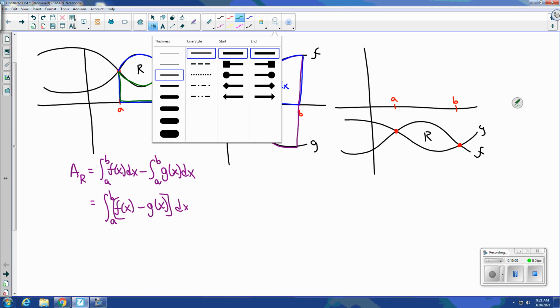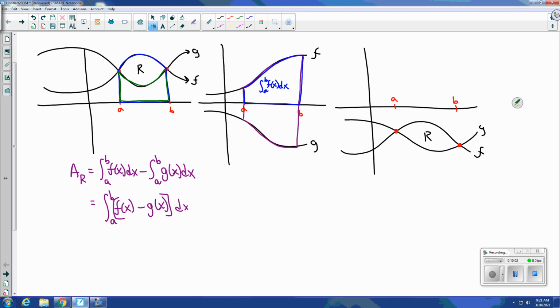And then if I integrate from a to b for the function g, I'm going to get what's enclosed in green. So it looks like if I want the area of that region that was enclosed originally in purple, I would take that blue region and add it to that green region.